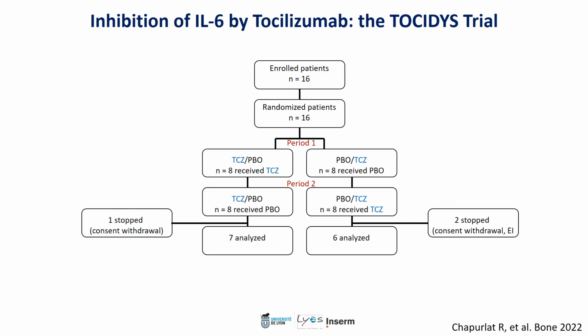I've shown you that IL-6 is very important. The increase in IL-6 is very important in the pathophysiology of the disease. So we have conducted a randomized trial to inhibit the IL-6 pathway using tocilizumab, which is a monoclonal antibody to the receptor of IL-6. And so this was a crossover design. The patient received tocilizumab IV monthly for 6 months and then placebo, or vice versa.